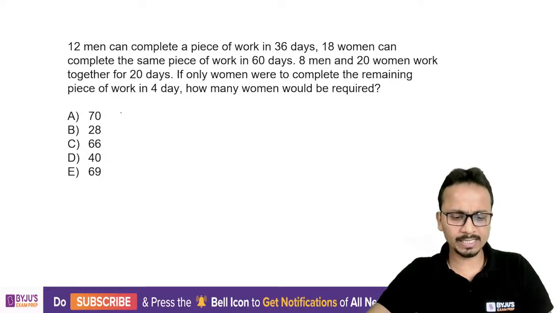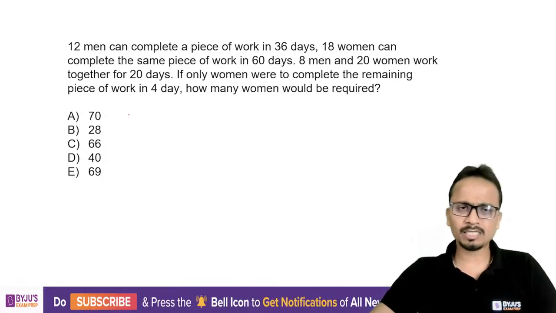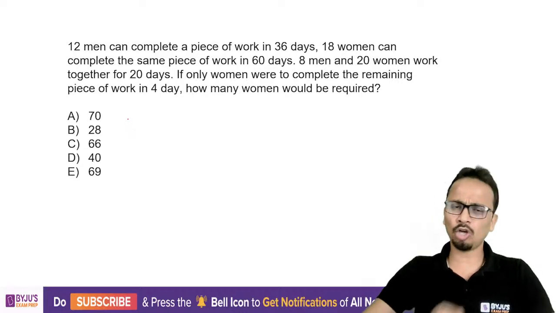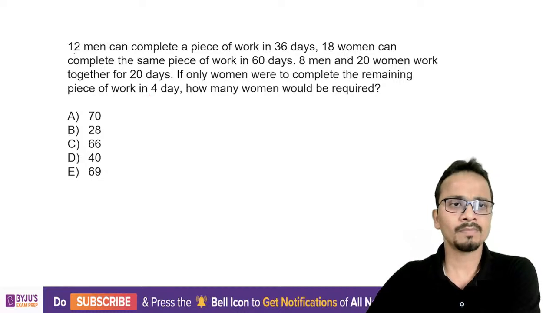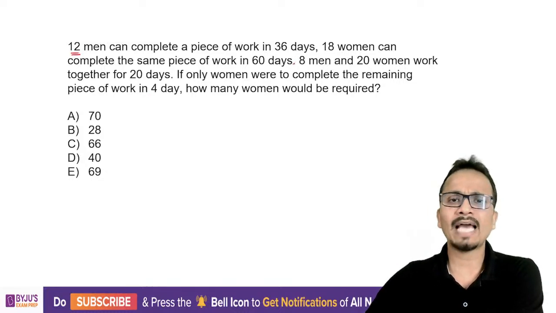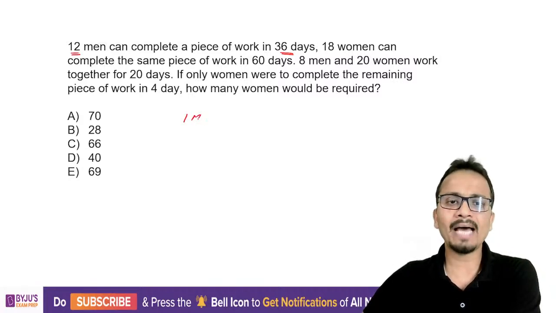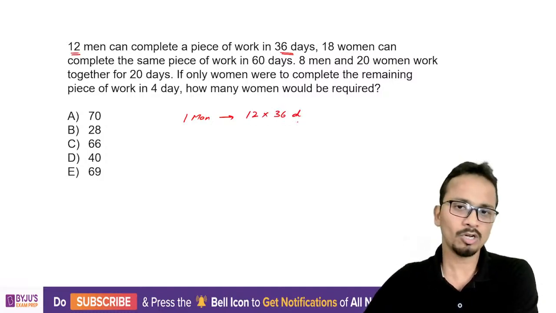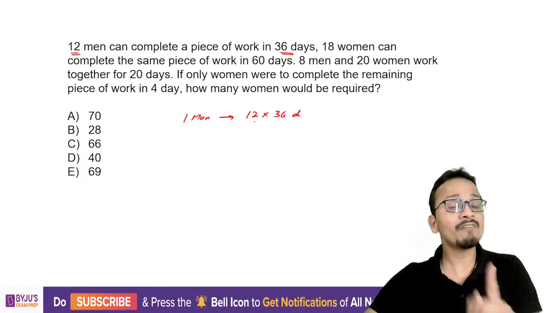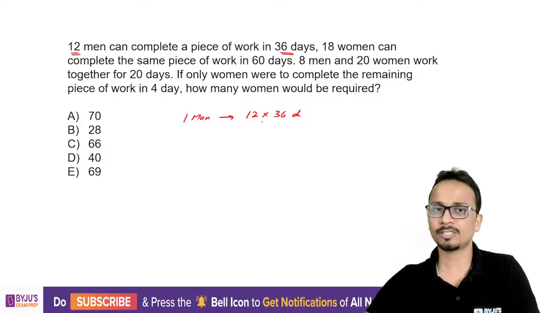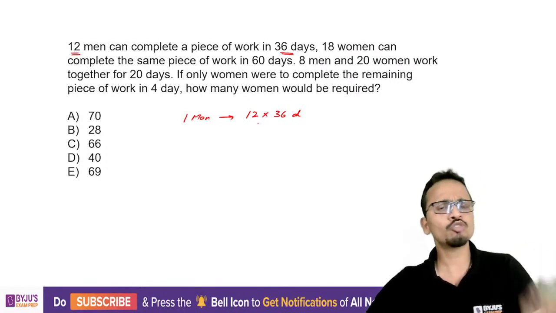All right, any answer? So let me start solving this question in a normal manner, the way we solve questions of time and work. The question says that 12 men can complete a piece of work in 36 days. So we can say that one man can complete this piece of work in 12 into 36 days. All right. Just keep looking at the way I am solving this question. I have not multiplied 12 and 36. No, I haven't. I'm writing it like 12 into 36.